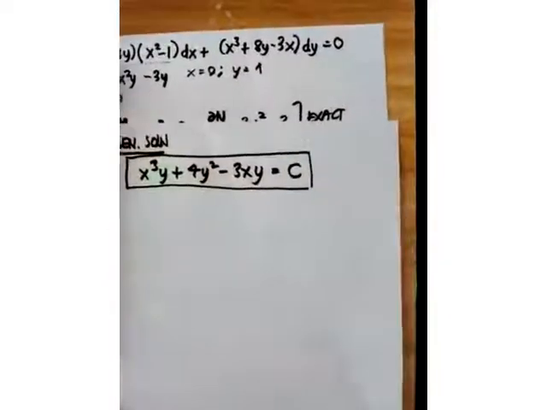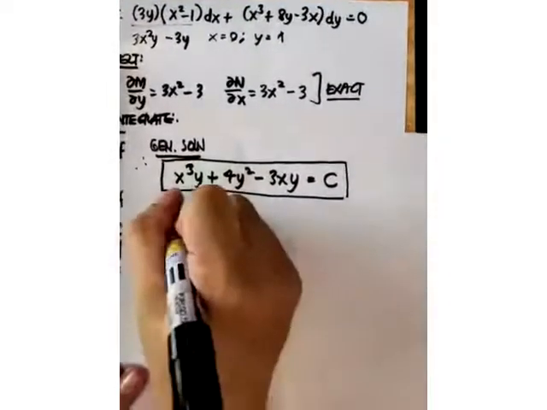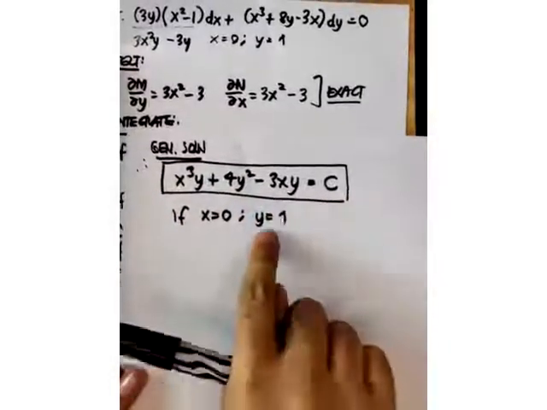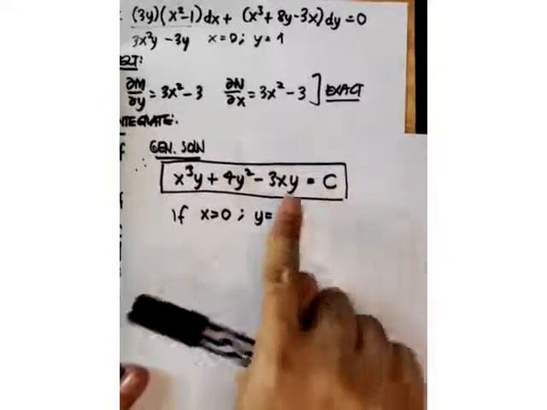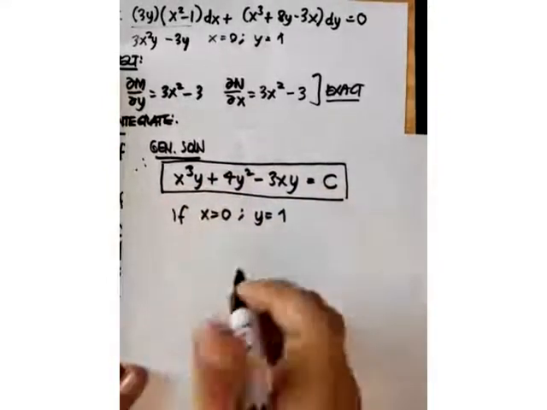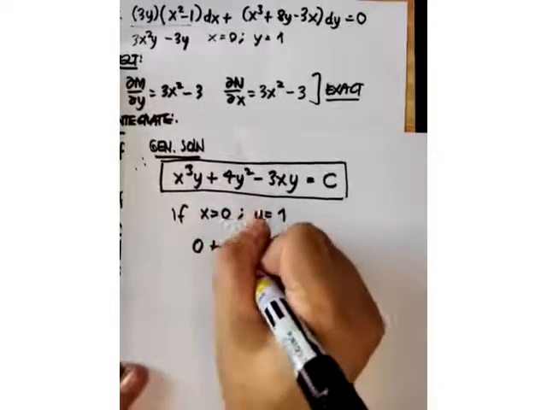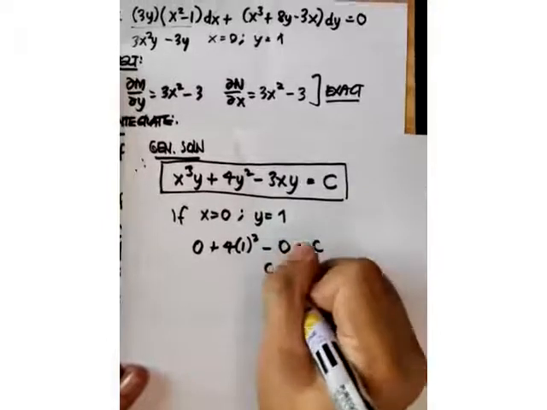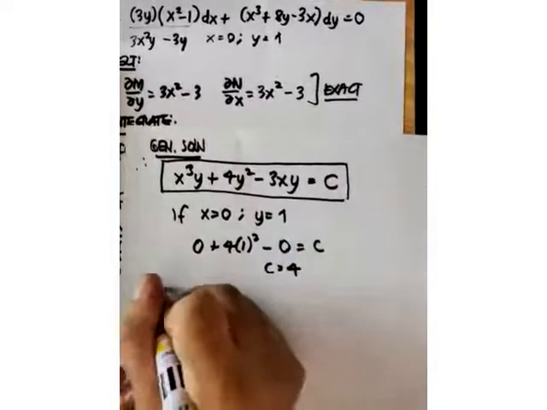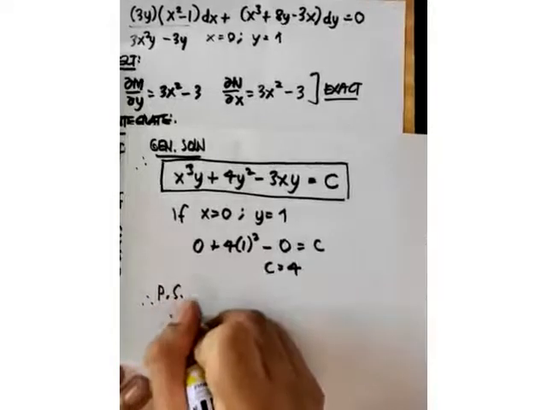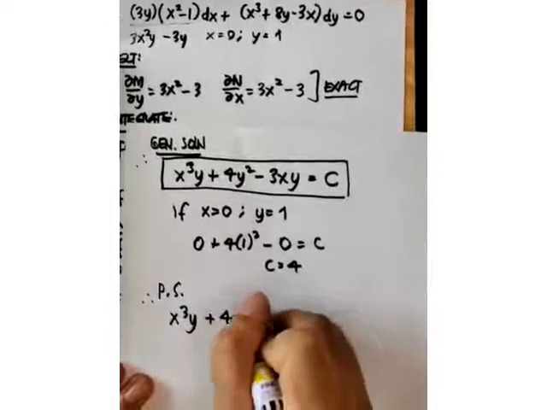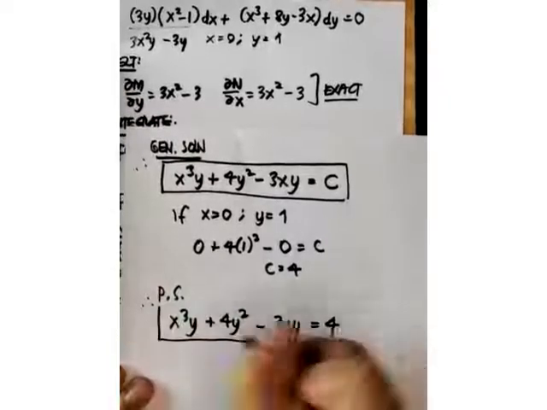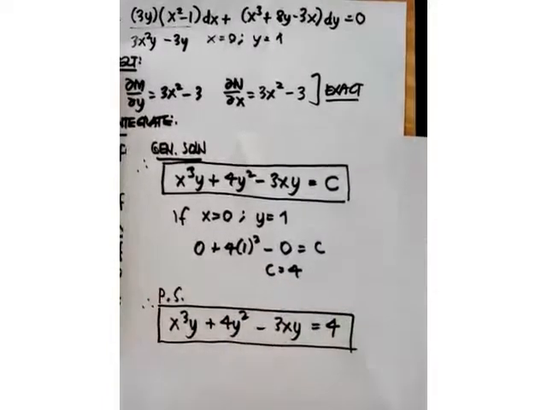Okay, and we want to find the particular solution. Okay, so we're given that if x is 0, y is equal to 1. So substitute everything dito para makuha yung value ng c. So if x is 0, this is 0. So 0 plus 4, 1 squared minus 0 is equal to c. So c is equal to 4. So therefore, the particular solution is x cubed y plus 4y squared minus 3xy is equal to 4. So this is our particular solution.